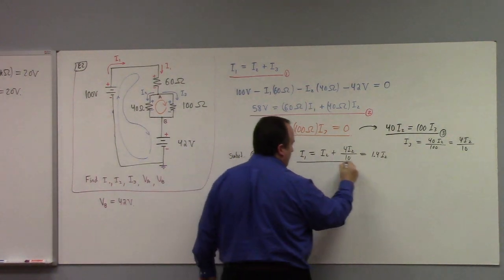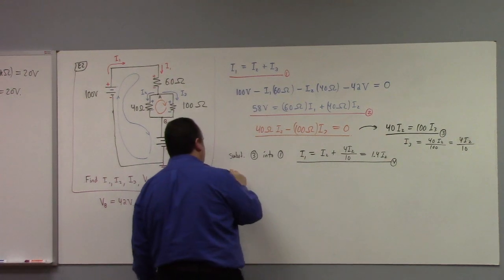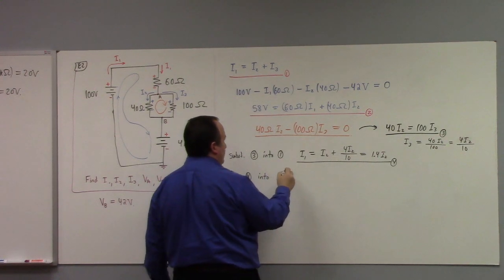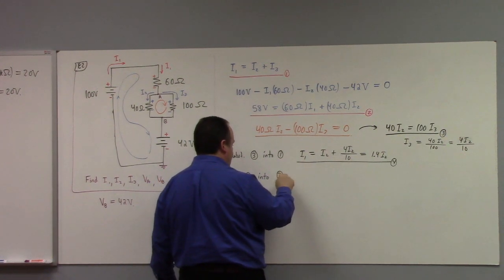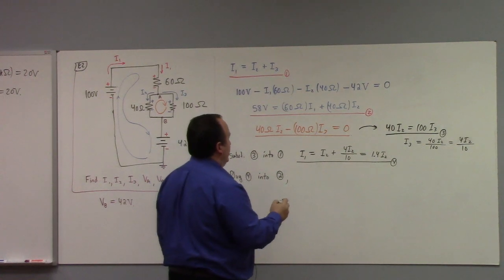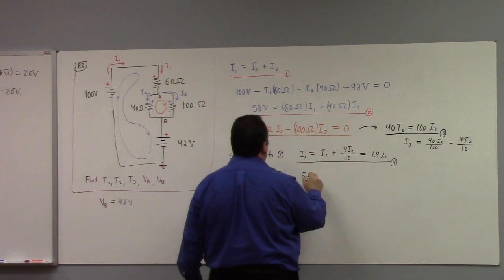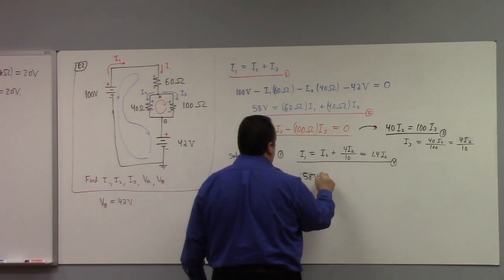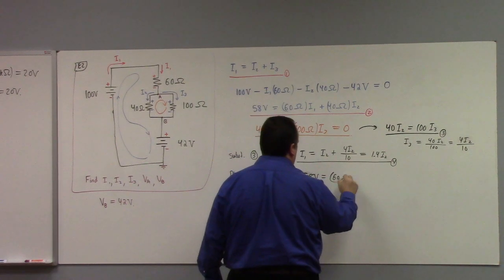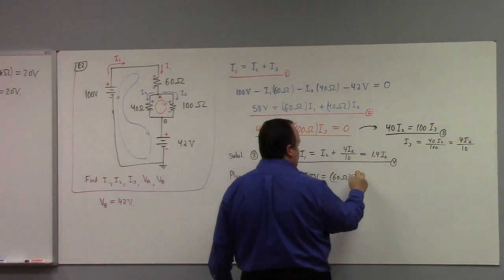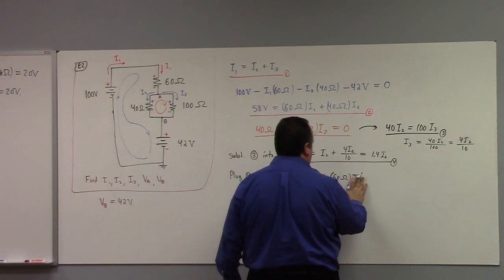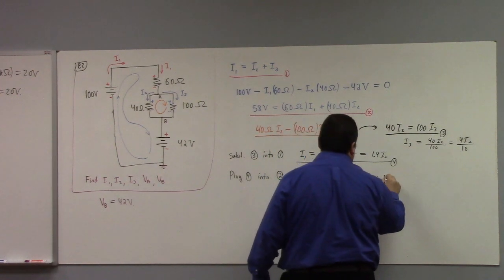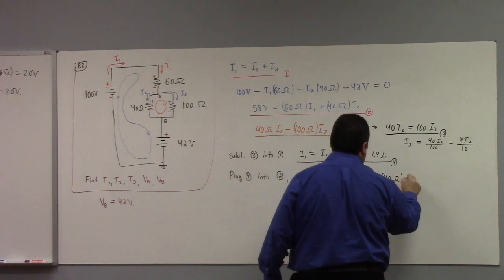Then, let me call this thing 4. Plug 4 into the other equation, which we haven't used, which was 2. And that gives us what? It gives us 58 volts is equal to 60 ohms times I1, but that was 1.4 times I2, plus 40 ohms times I2.